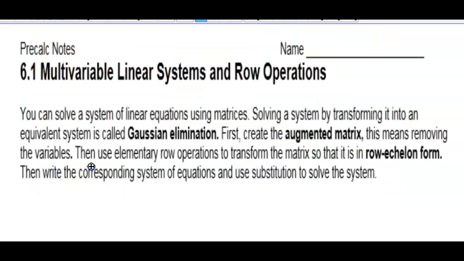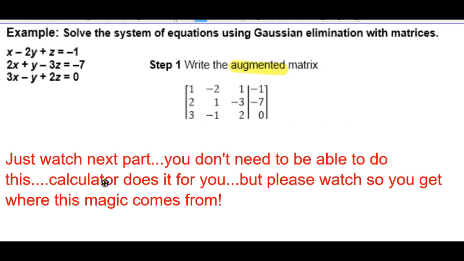Now, we learned you can solve a system using an augmented matrix, which I talked about. An augmented matrix means first removing the variables, and then we're going to use row operations to find what's called reduced row echelon form. Remember, I said the calculator is going to take care of this, but we're going to show you how it works, okay? So just keep watching.